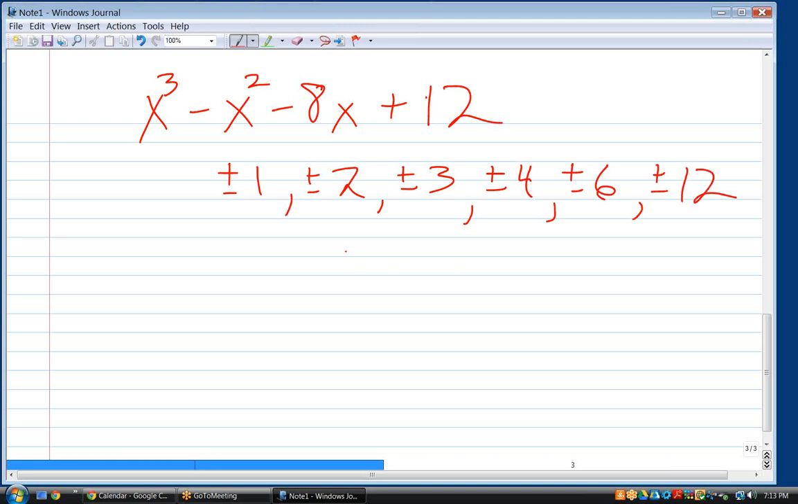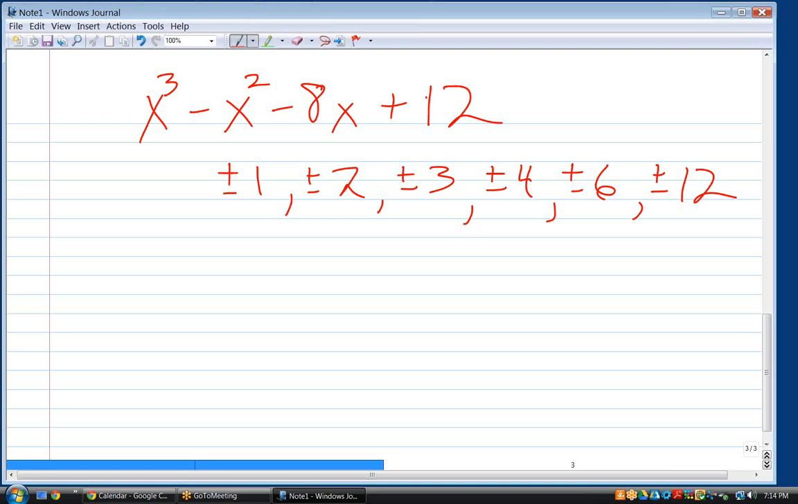Since the possible denominators are just plus or minus 1, that makes our possible rational factors these 12 numbers. There's 2 solutions there, 2 there. In other words, there are 12 possible rational solutions. How do we find one of them?